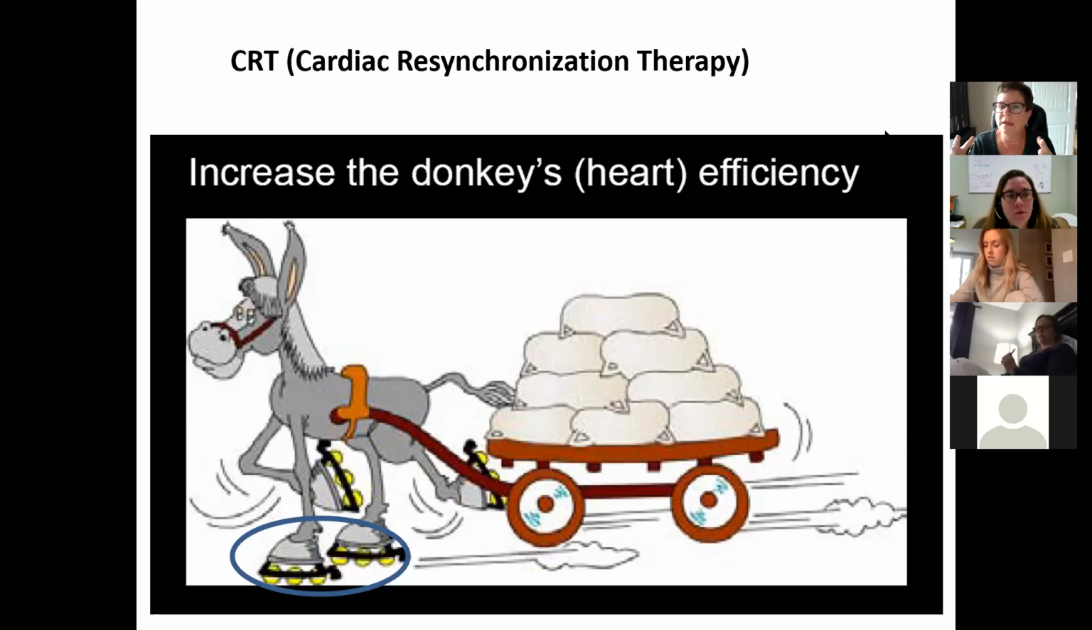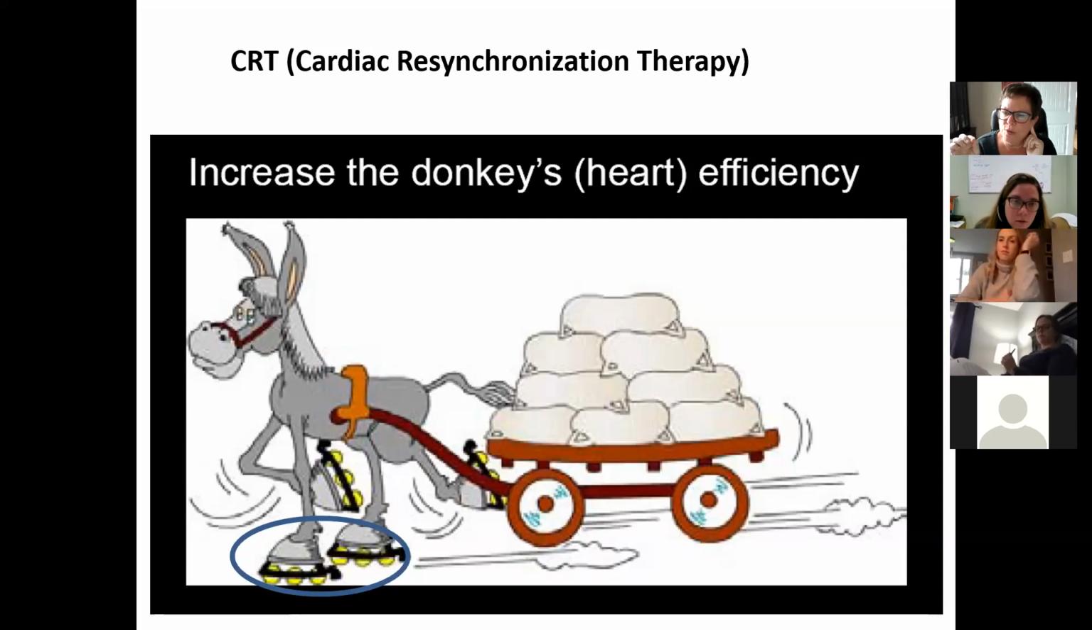And so using RV pacing would not help these patients. It would probably make them worse. So what they do, and I think I have a picture of it later, is they put a lead in the right ventricle. They can't put a lead in the left ventricle because it's going to clot and then cause some serious problems.